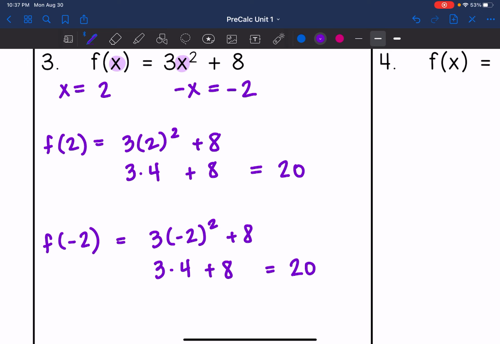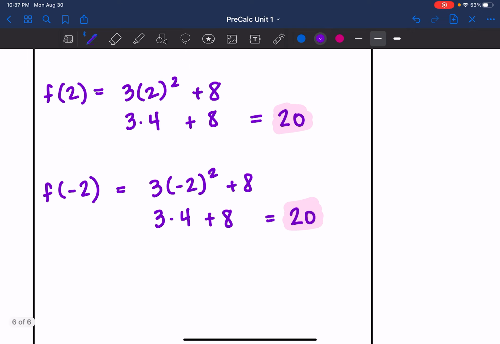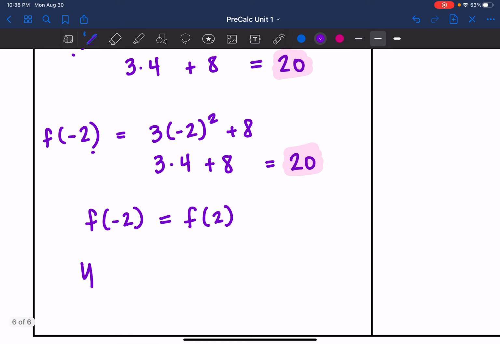So what I want you guys to notice here is that they both equal the same number. So what happened is that f of negative 2 is equal to f of positive 2. See? So since they are equal, yes, this is an even function.